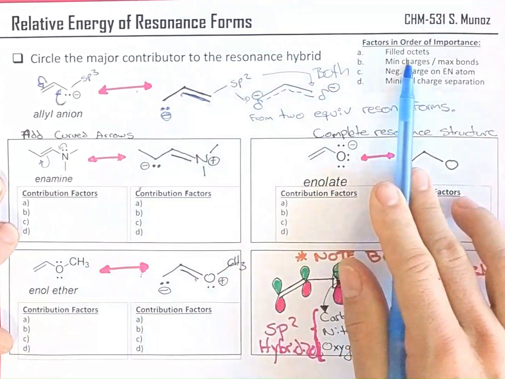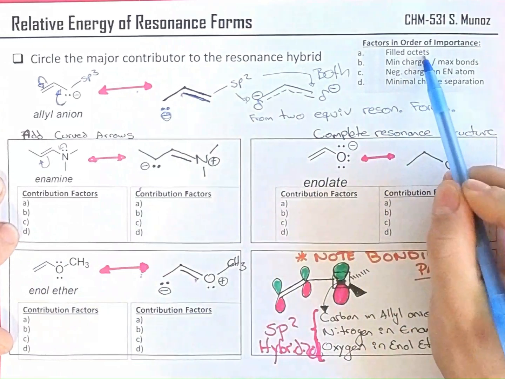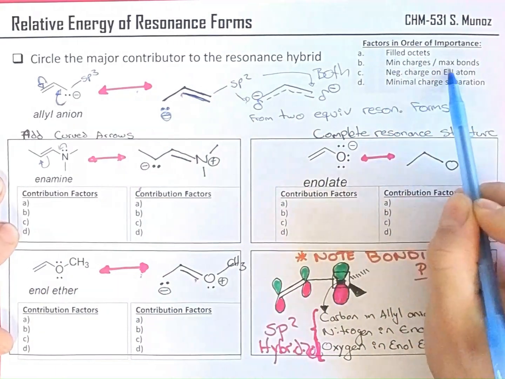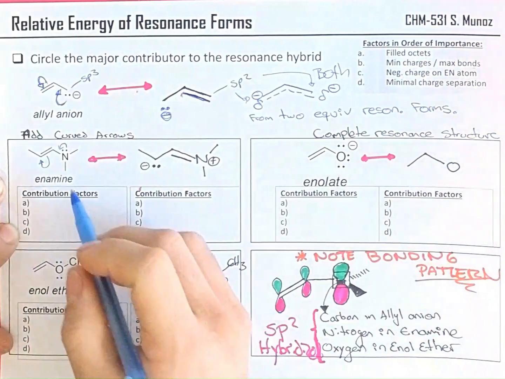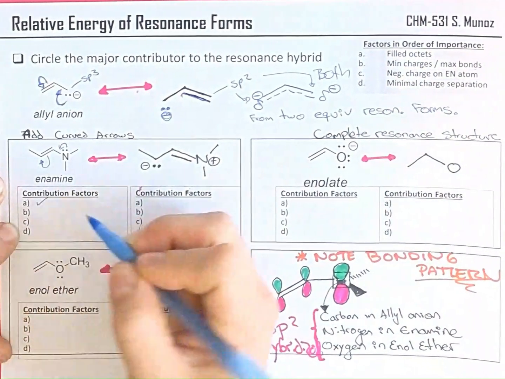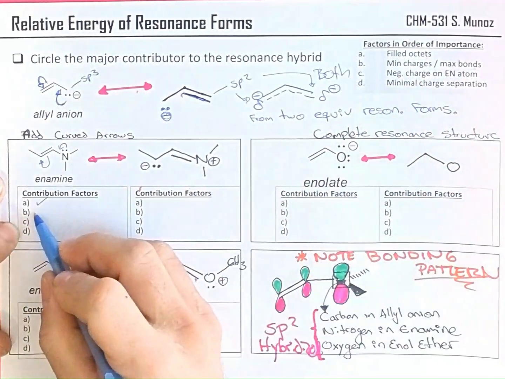Now let us examine it. Let's recall here, we're supposed to be looking for filled octets, minimum number of charges, maximum number of bonds. Let's see, we have filled octets in this one. Yes, we have minimum charges. That's right.